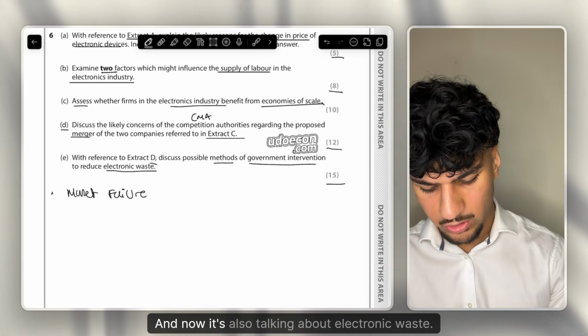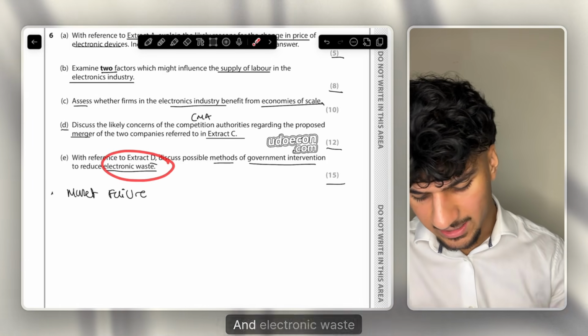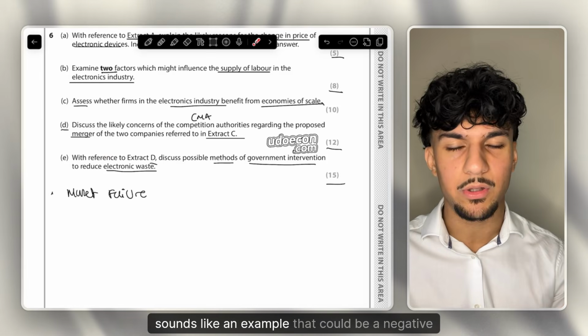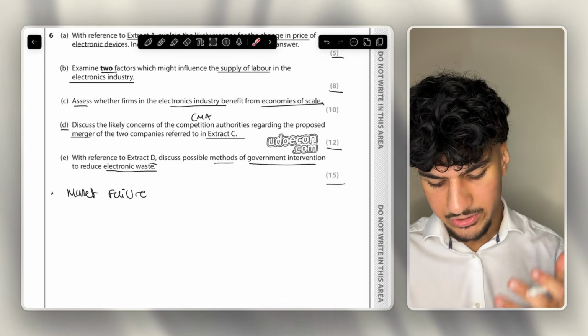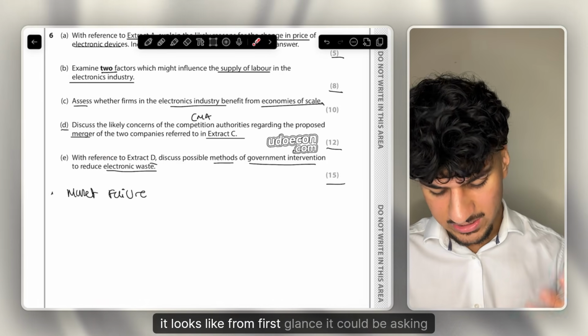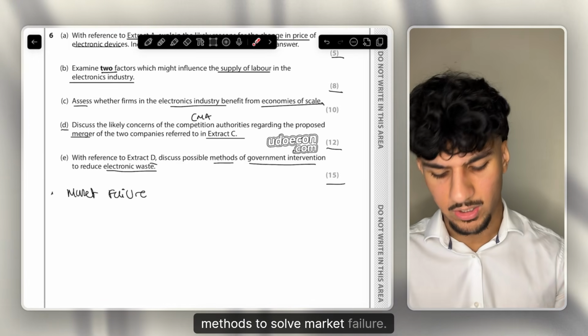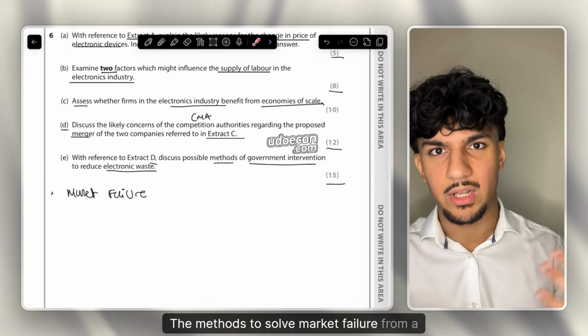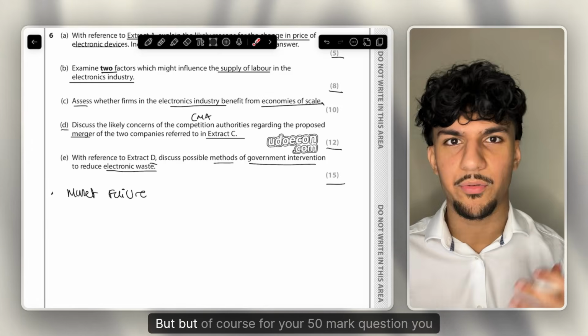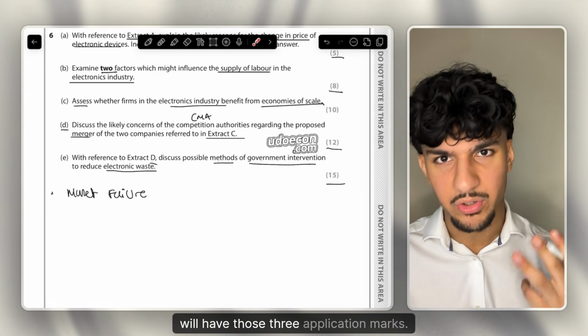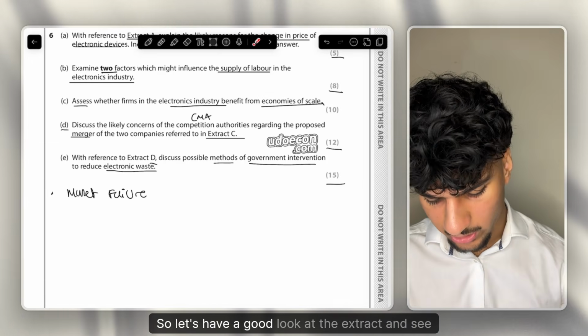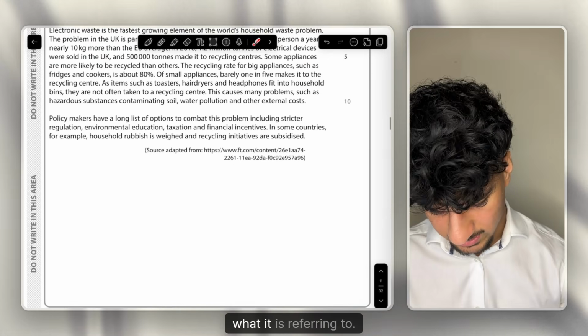externality. And now it's also talking about electronic waste, and electronic waste sounds like an example that could be a negative externality. So this question, it looks like from first glance, it could be asking us essentially methods to solve market failure, the methods to solve market failure from a negative externality. But of course, for your 15-mark question, you will have those 3 application marks. So let's have a good look at the extract and see what it is referring to.